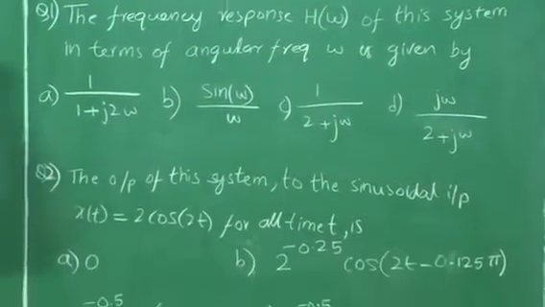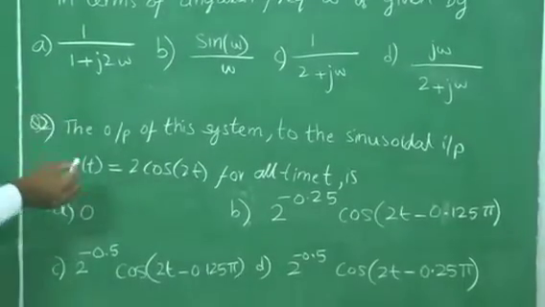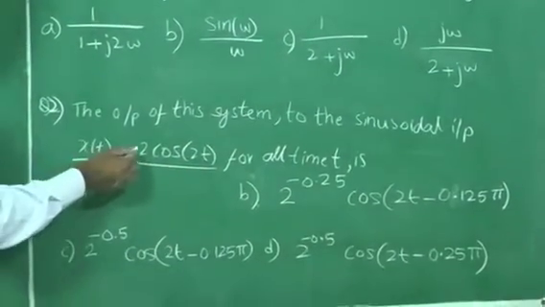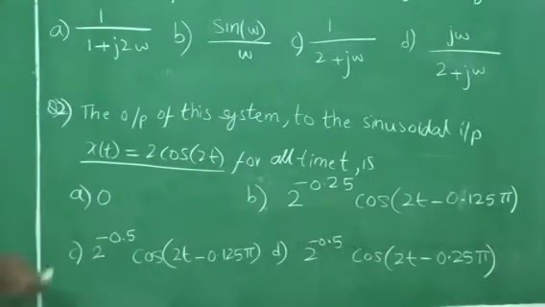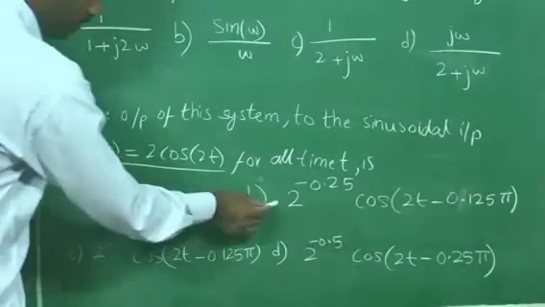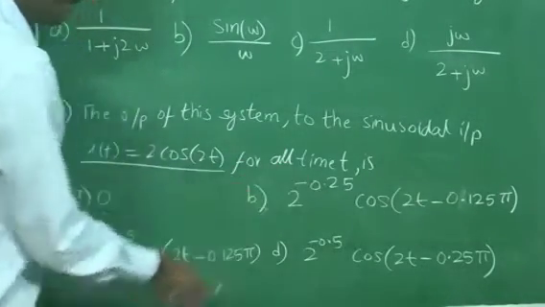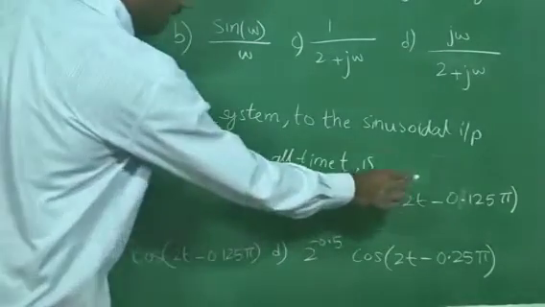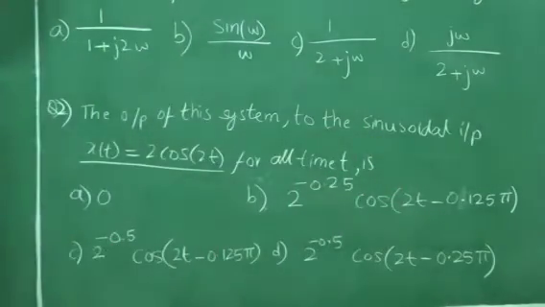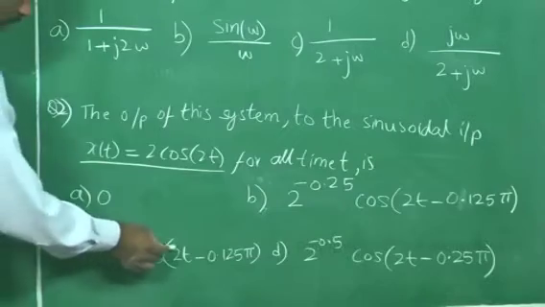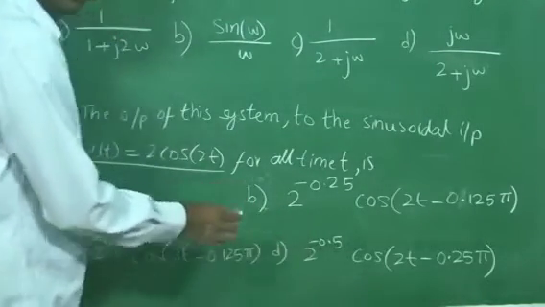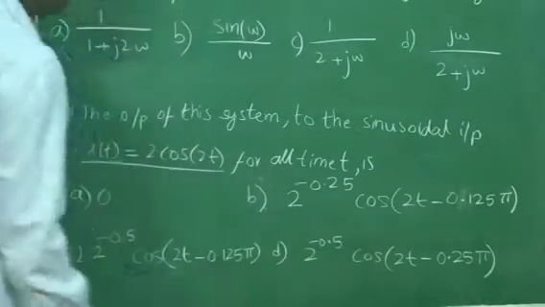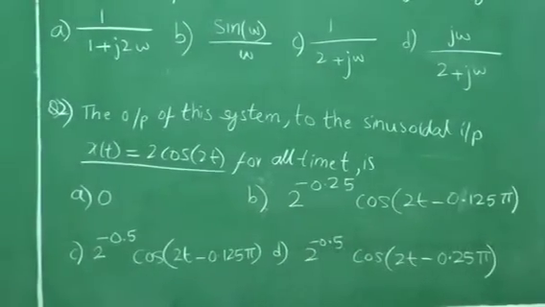The second question: the output of the system to the sinusoidal input x of t equals 2 into cos 2t for all time t is option A, 0; option B, 2 to the power of minus 0.25 into cos of 2t minus 0.125 pi; option C, 2 to the power of minus 0.5 into cos of 2t minus 0.125 pi; and option D, 2 to the power of minus 0.5 into cos of 2t minus 0.25 pi.